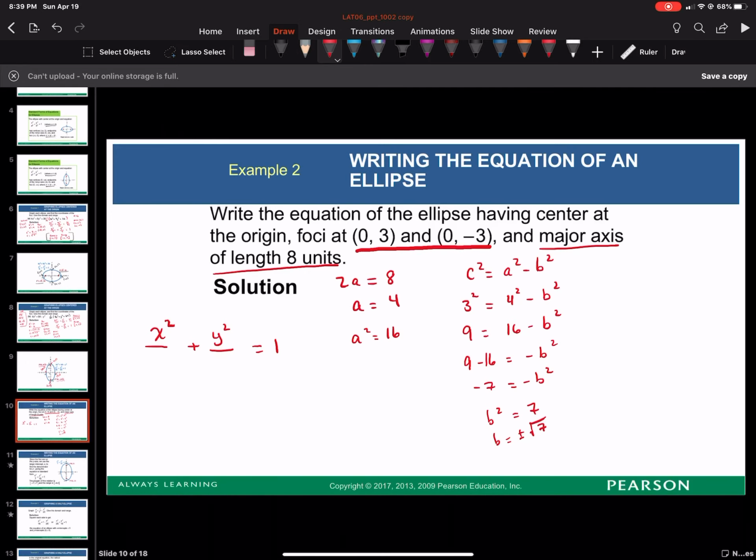Since the foci points are on the y-axis, that means our major axis is the y-axis. And since our major axis is the y-axis, that means the higher number would be under the y. So y will have 16 under it, or have your A under it. And then the x will have 7. So it'll be x squared over 7 plus y squared over 16 is equal to 1.